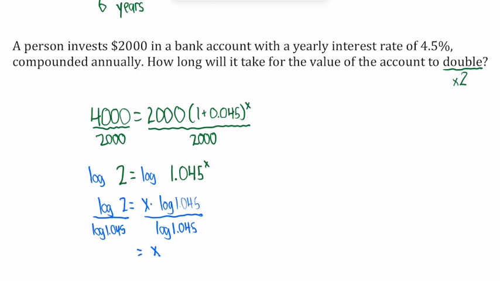On the left side, if I calculate the logarithm of 2 divided by the logarithm of 1.045, here we have about 15.75. Now, since we're compounding annually, it makes the most sense to round off to a whole number. So we'll say 16 years is the approximate time we would need for this investment to double.